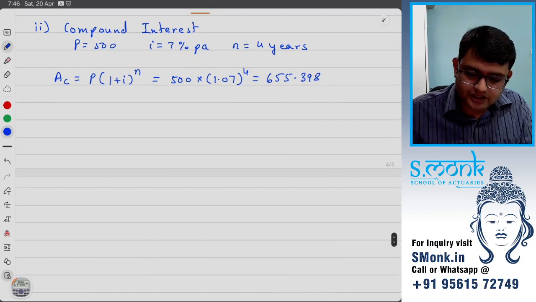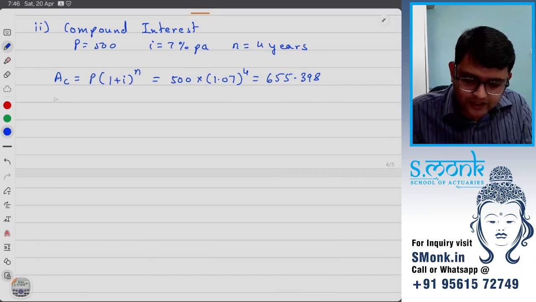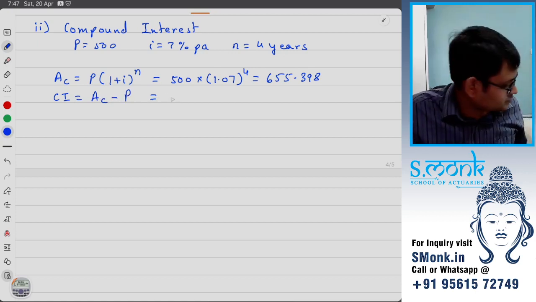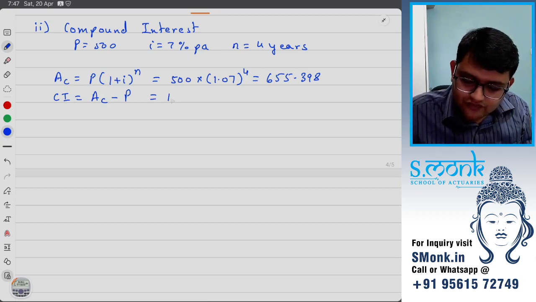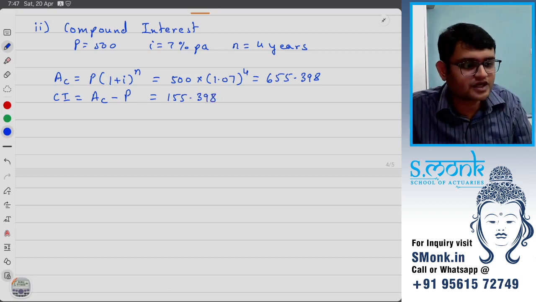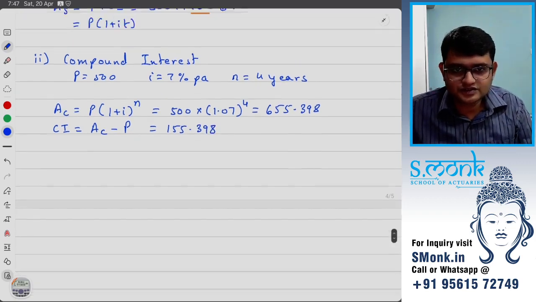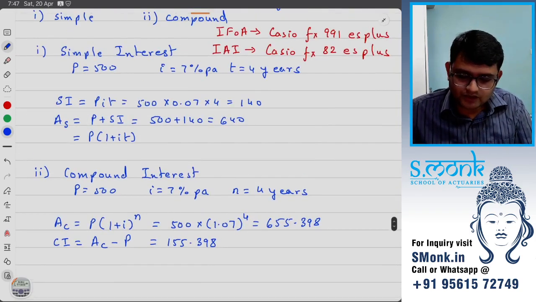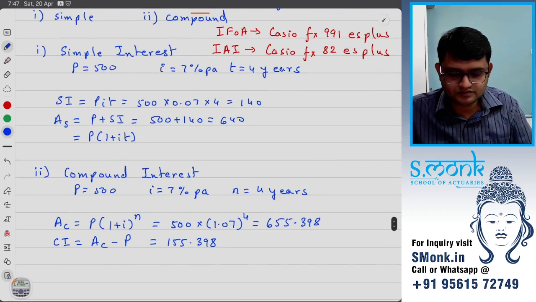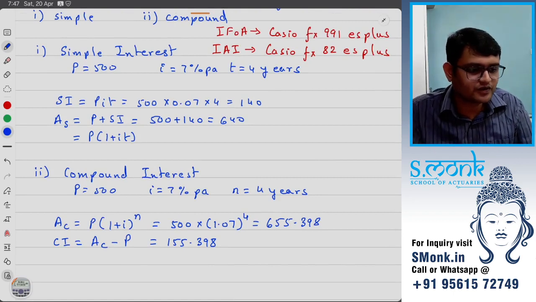So this is our accumulated amount. So clearly compound interest is the accumulated amount minus the principal. So it is 155.398. That's our compound interest, right? Any problem here? Simple interest, compound interest.